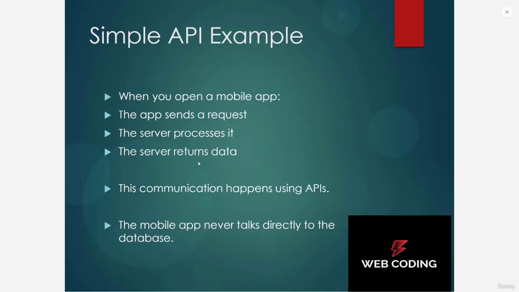A simple API example: when you open a mobile app, the app sends a request, the server processes it, and the server returns data.